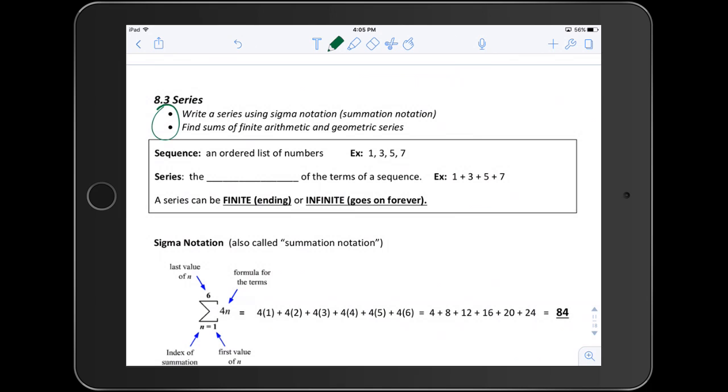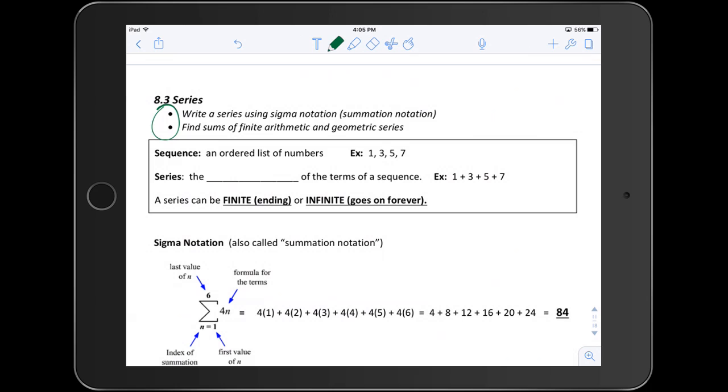It's talking about how you should be able to write a series using sigma notation. Sometimes people say sigma, sometimes people say summation, and I actually say both as well. So sigma versus summation, same thing, and we'll talk about that soon. The other thing you're going to do is find the sums of finite arithmetic and geometric series.